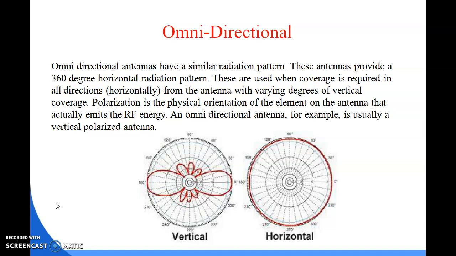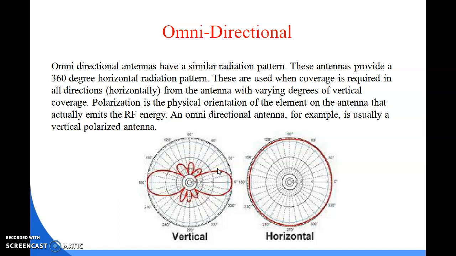In this figure, there are two types: one is horizontal directional, one is vertical directional. So omnidirectional antennas, we already discussed, have a 360-degree horizontal radiation pattern, and that is used when coverage is required in all directions, right? From the antenna, with varying degrees of vertical coverage also. So it is the vertical direction and the horizontal direction antennas.